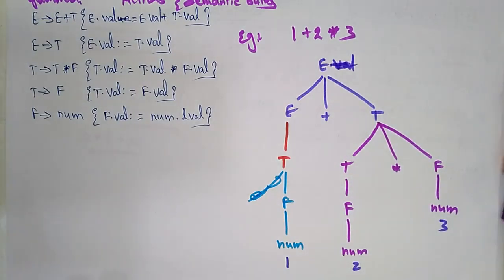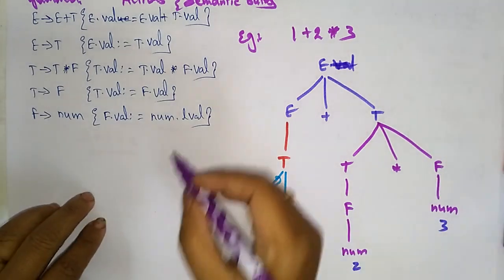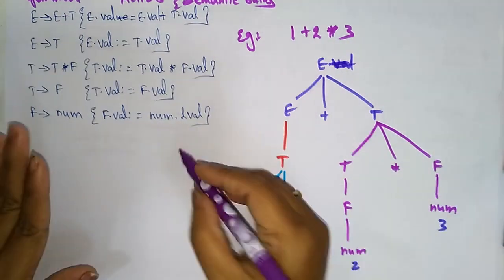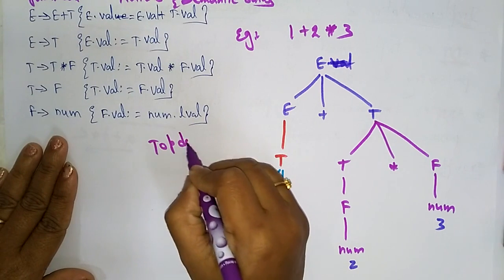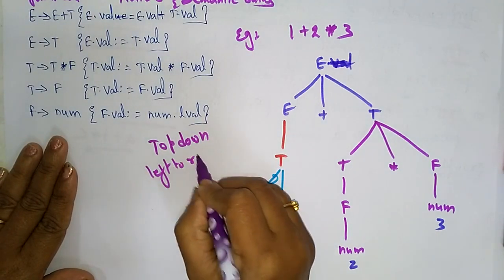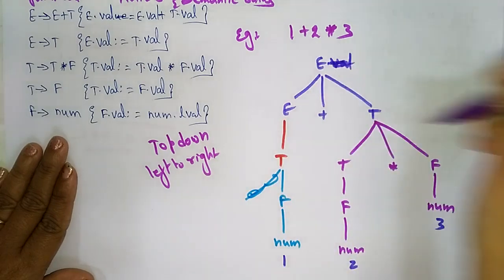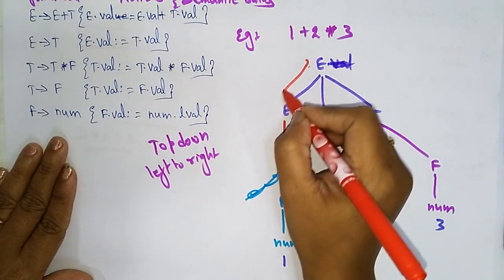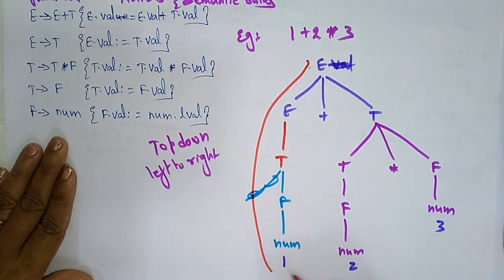Okay, so now calculate the SDT for this, means implement the SDT for this. So I'm following the top down approach, left to right. Okay, top down, left to right. So it starts from here and left to right I have to go. So from top down, come here.